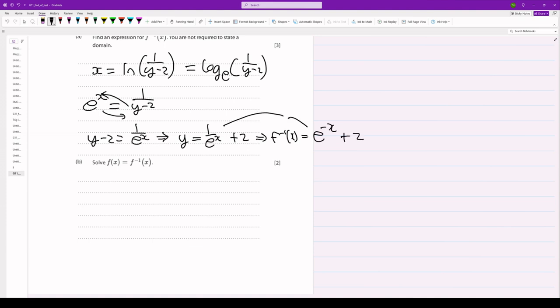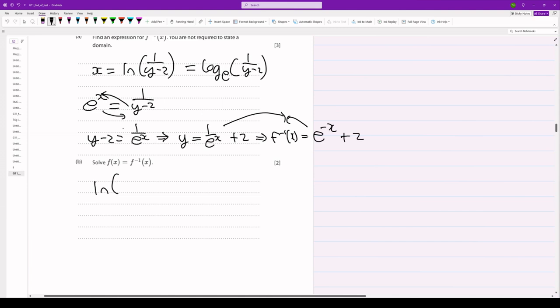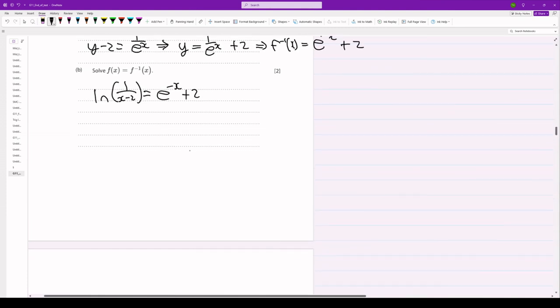These two are the same thing. Solve this. Right, e to the minus x plus 2. Oops, sorry, wrong way around. Natural log of 1 over x minus 2 is equal to e to the negative x plus 2. Now, this is not possible to solve with algebra. Cannot use algebra.